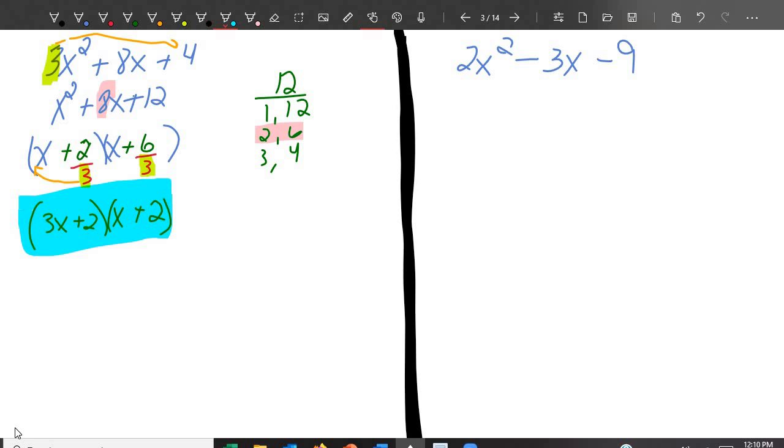If you want to, you could do the FOIL method and check yourself. It may not be a bad idea to do that just to make sure everything is right.